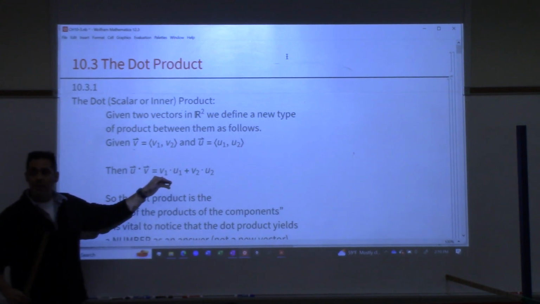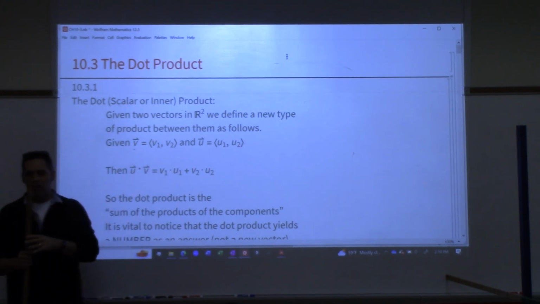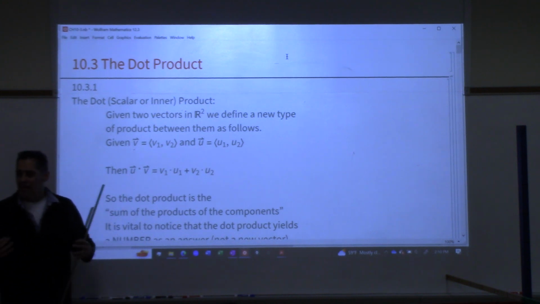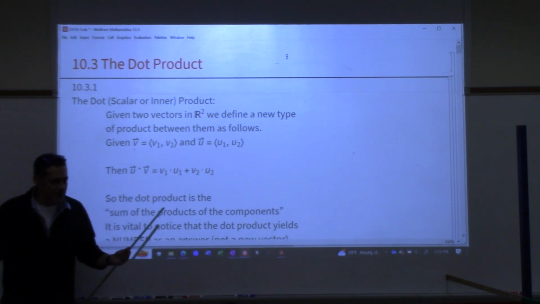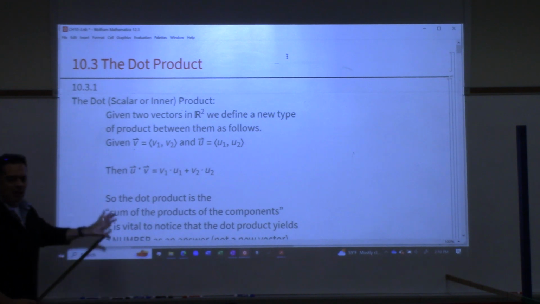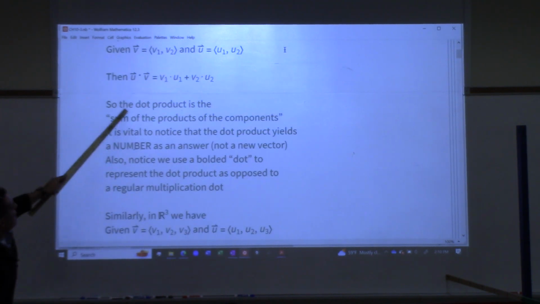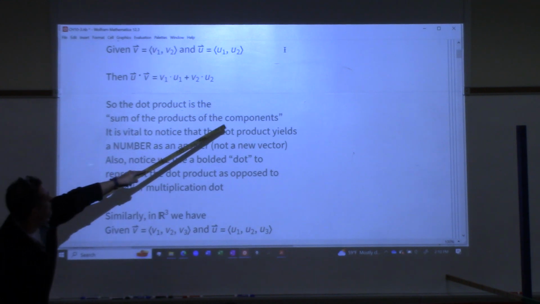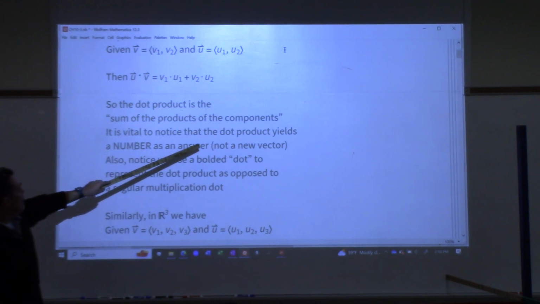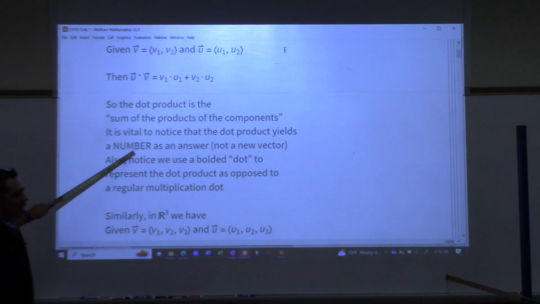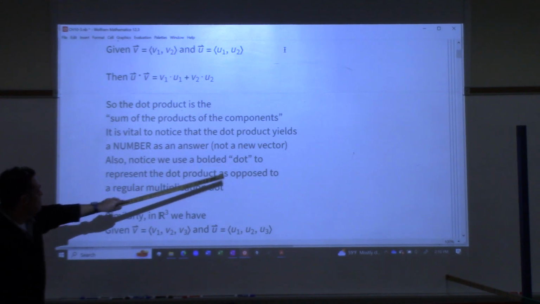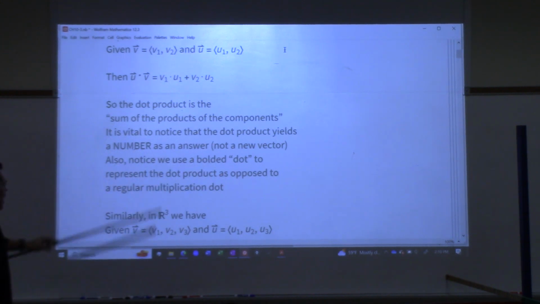The next natural question would be, well, what does that number mean? Does it have any sort of significance? It will. Hold on. Let's talk about dot product in three-dimensional space. The dot product is the sum of the products of the components. It's vital to notice that the dot product yields a number. The answer is not a new vector, and the bolded dot.